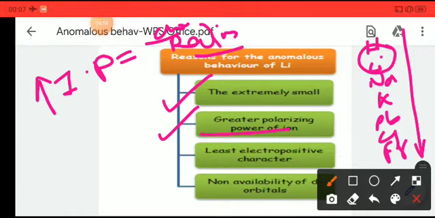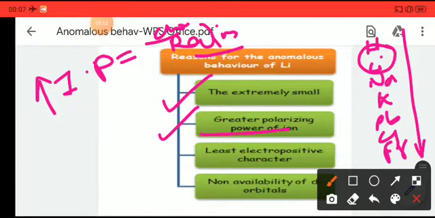As ionic potential is so high, it has higher polarizing power. Remember, what is polarizing power? Polarizing power is the ability to attract the electron cloud towards itself. Higher the ionic potential, higher will be the polarizing power.